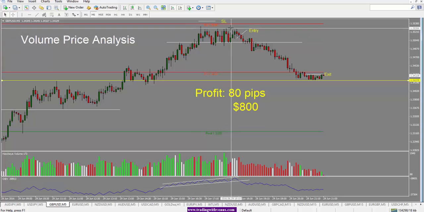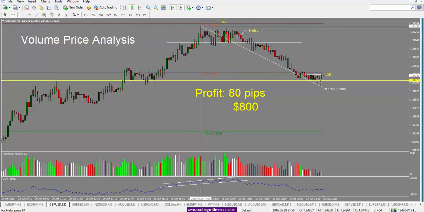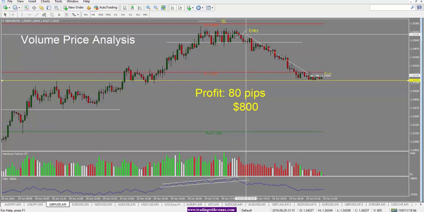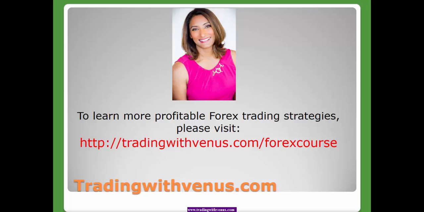So overall, the entire price move was about 107 pips, and from our entry to exit we had around 80 pips, around 82 pips. So the profit in this trade, if you're trading with one standard lot, would be $800. So that's it. That's one of the quick trading strategies that I wanted to share with you.